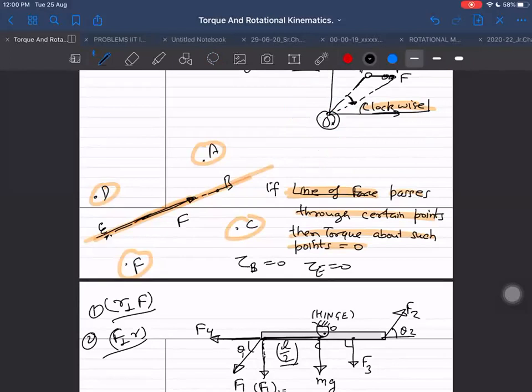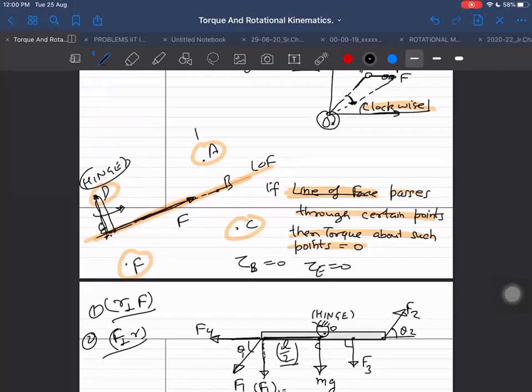Think physically. When I'm saying about D, assume this is the line of force. Assume there is a hinge at D, and there's a rod. On that rod I am applying the force. Then how will this rod move about the hinge? Anti-clockwise, sir.